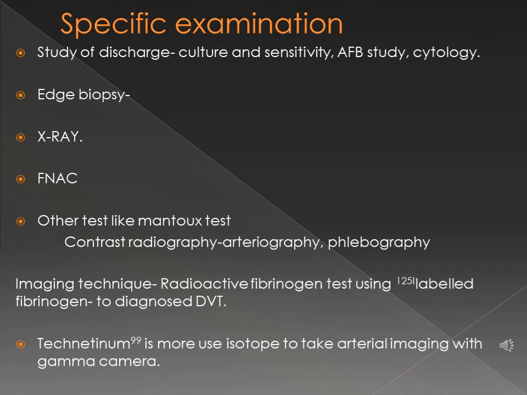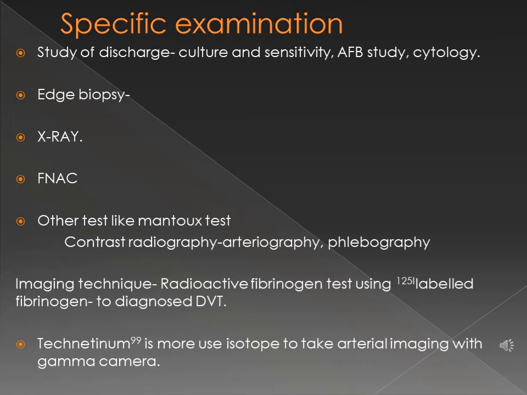Now we'll focus on specific examinations. Study of discharge, that is culture and sensitivity, or AFB study, cytology. Then edge biopsy. Edge biopsy is taken from the edge because it contains multiplying cells along with surrounding healthy tissue. It helps to identify the type of tumor or invasiveness. Then the next is X-ray. X-ray of a particular part to see periostitis or osteomyelitis. Then the FNAC of regional lymph node.